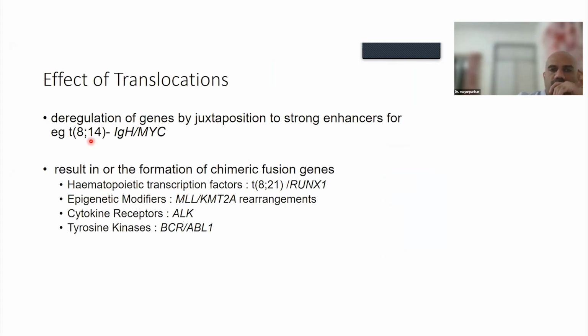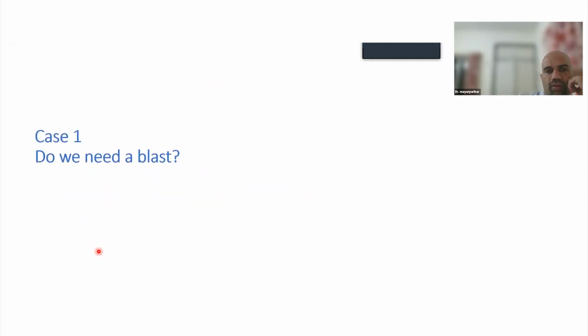So what is the effect of a translocation? A translocation can cause deregulation of genes by juxtaposition to strong enhancers. For example, in the t(8;14) translocation, the IGH enhancers lead to overexpression of the MYC gene. Or you could have chimeric fusion transcripts. These chimeric fusion transcripts could affect transcription factors. For example, in t(8;21), RUNX1, which is a transcription factor, is involved, and epigenetic modifiers like KMT2A or the MLL gene can be affected. Translocations can affect kinase receptors like the ALK gene in ALCL, or can affect tyrosine kinases like BCR-ABL1.